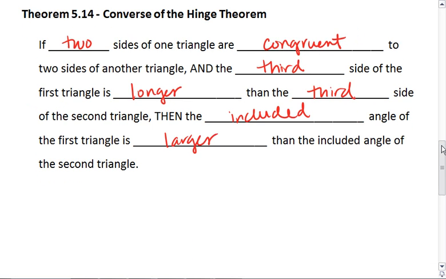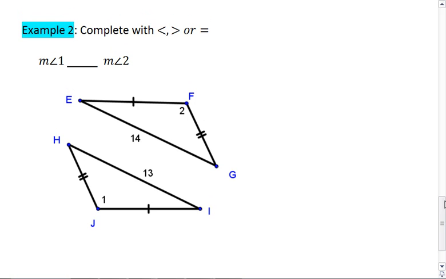Let's look at an example. Example 2: again, we want to complete with less than, greater than, or equal to. And we're looking at the relationship between angle 1 and angle 2. Take a moment, solve this on your own first. When you're ready, resume your video and check your solutions.